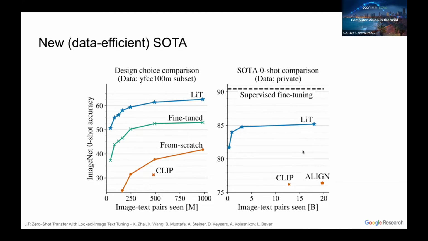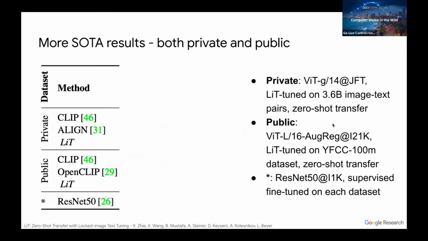And on the right-hand side, it's on the private dataset, also with CLIP and ALIGN. They're also on the in-house dataset. Those methods get slightly above 76%, which is roughly the same level as ResNet 50. And with LiT, we actually push this higher than 85% zero shot on ImageNet.